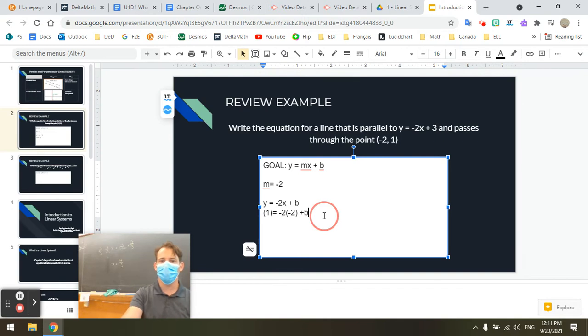Okay, so I want to be able to create this type of equation to discover the equation of the desired line. Now, when I'm working with that one, I just bring it down to another line. I have minus 2 times minus 2 is 4. So I have 1 is equal to 4 plus some number. Some of you will already be able to see what that number must be. What does b have to be if 4 plus that number is equal to 1?